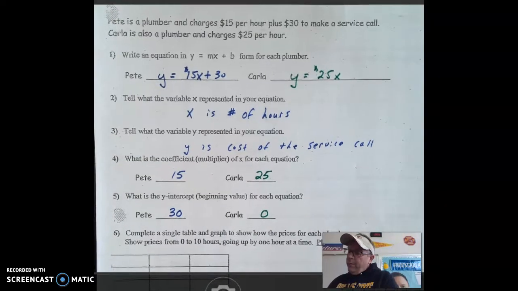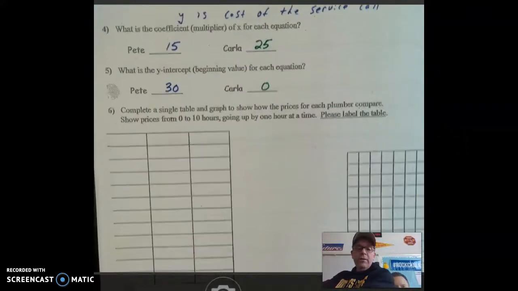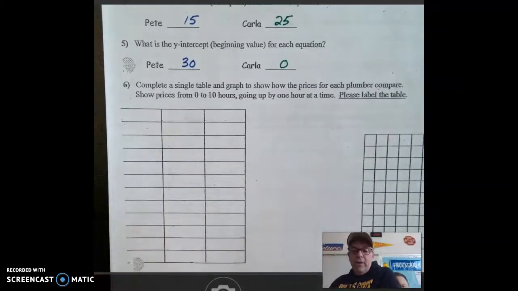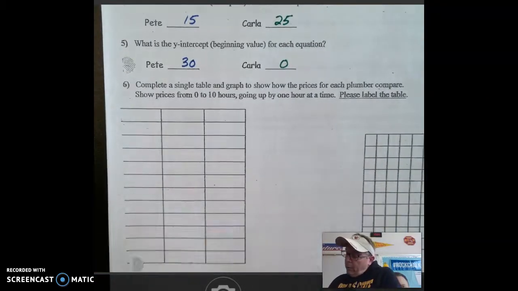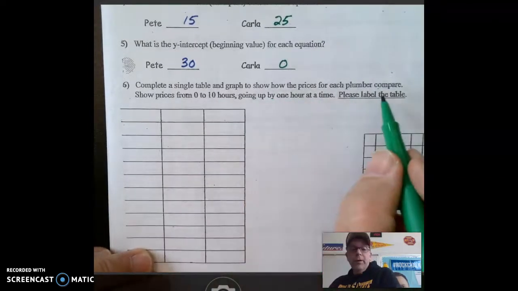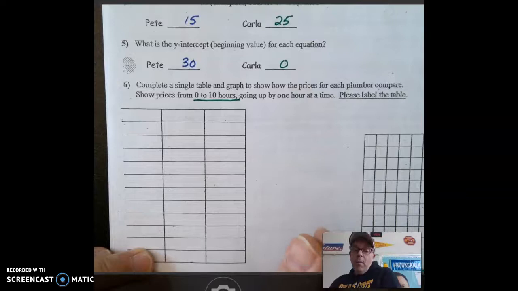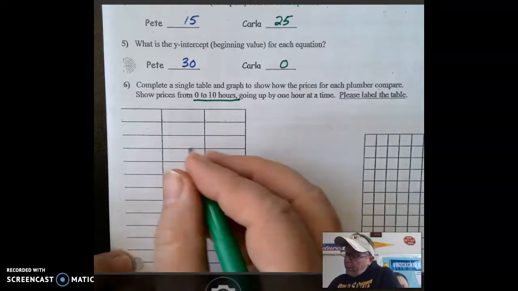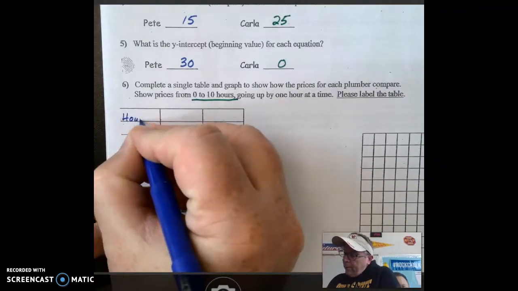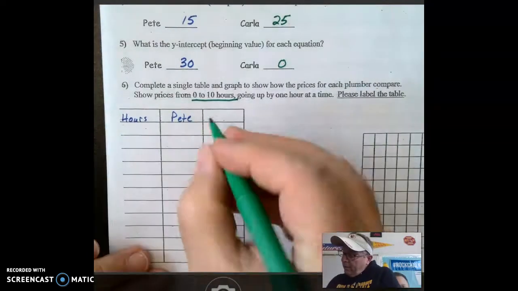Now where we want to go from here is we want to create a table and graph our information. I'm going to have to do a little sliding back and forth because it's not all going to fit on the screen at one time. So important thing number 1, complete a single table and graph it to show how the prices are for each plumber. I want to go from 0 to 10 hours, going up by 1 hour each time. To start with, we're going to do our hours, and then I'm going to have Pete, and I'm going to have Carla.